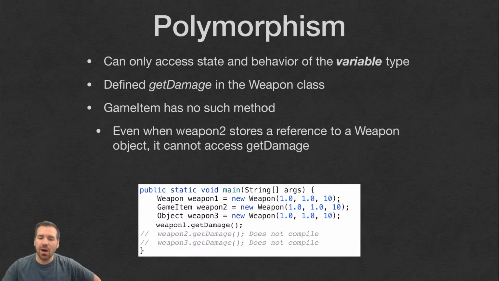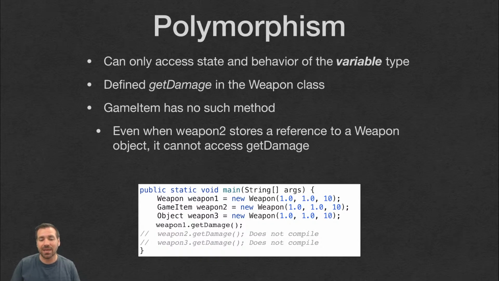So when you try to call a method, if the method definition is not known to the variable type, that method cannot be called. It's not allowed. You can't do it. So when I have weapon1, weapon2, weapon3 of type Weapon, GameItem, and Object respectively, and I want to call getDamage, this is a method we defined in the Weapon class and not in the GameItem class, and certainly it's not in the Object class.